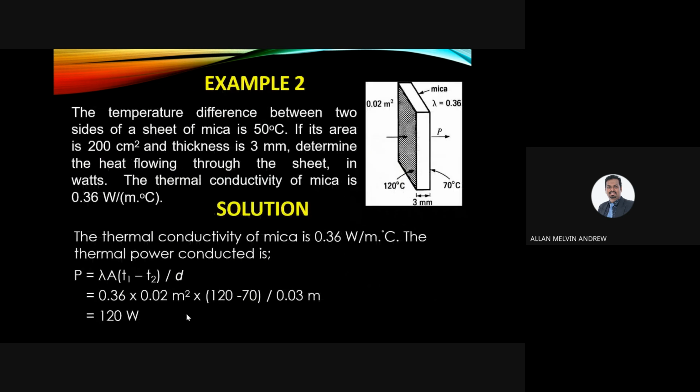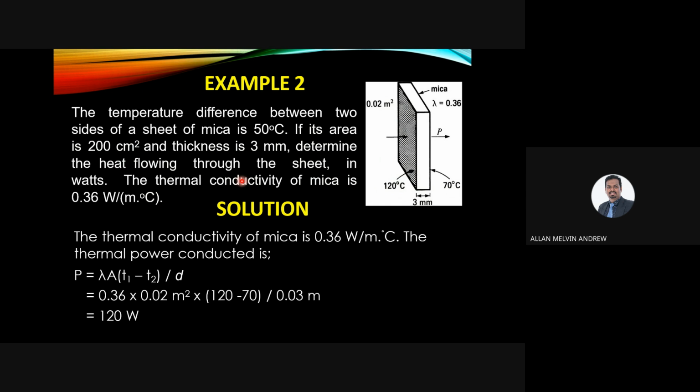We'll see one example. The temperature difference between two sides of a sheet of mica is 50 degrees Celsius. This side is 120 degrees, this side is 70, so the difference is 120 minus 70, which is 50. The area is 200 centimeters squared, which we convert to meters squared: 0.02 meter squared. The thickness is 3.3 mm, so we need to convert to meters. Determine the heat flowing through the sheet in watts.